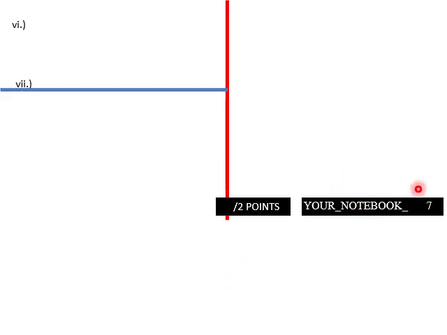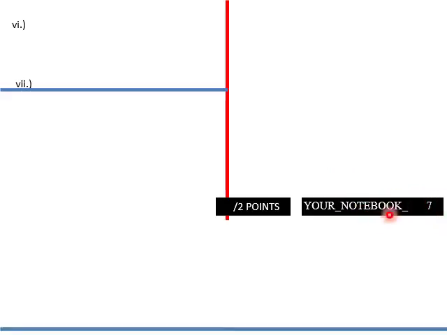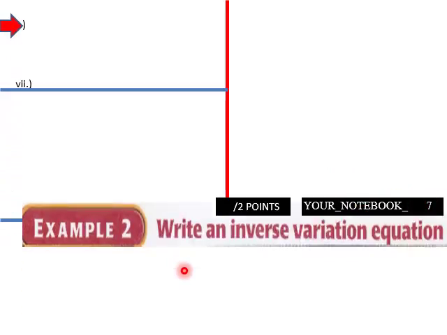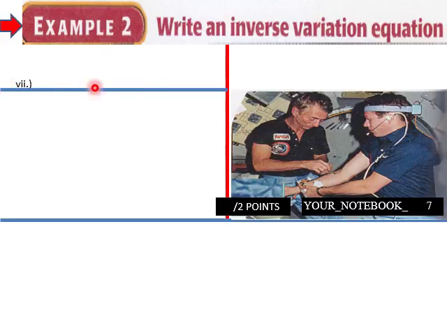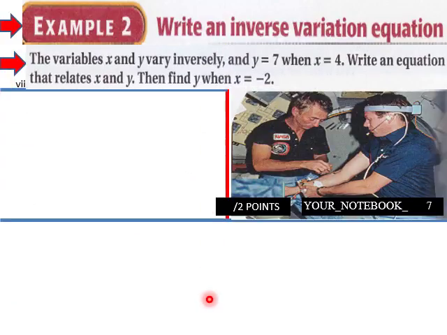This goes in your notebook, students. Label this page 7 on 5.1 for your notebook. Example 2, write an inverse variation. Variables x and y vary inversely, and y equals 7, x equals 4. Write an equation that relates x and y. Then find y when x equals -2.